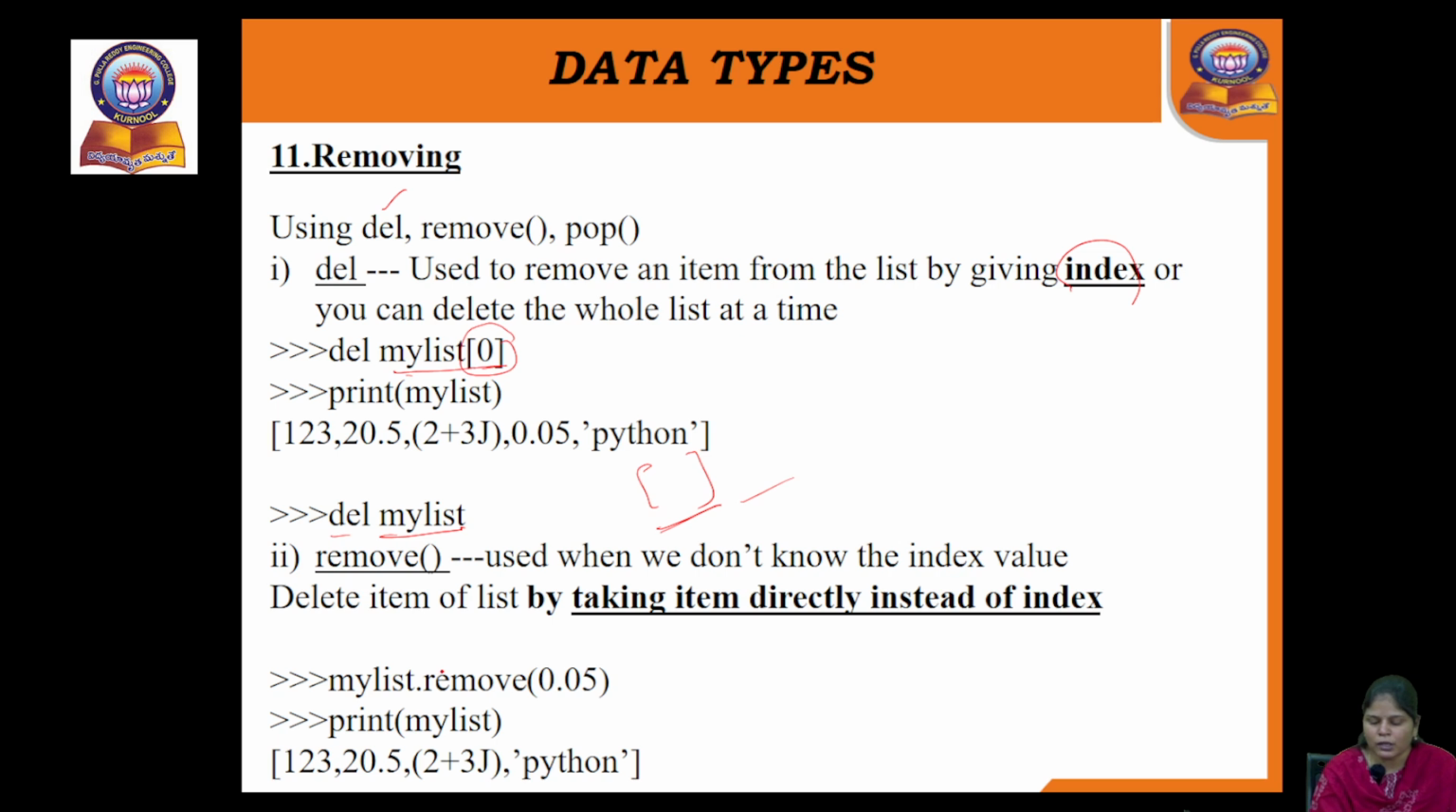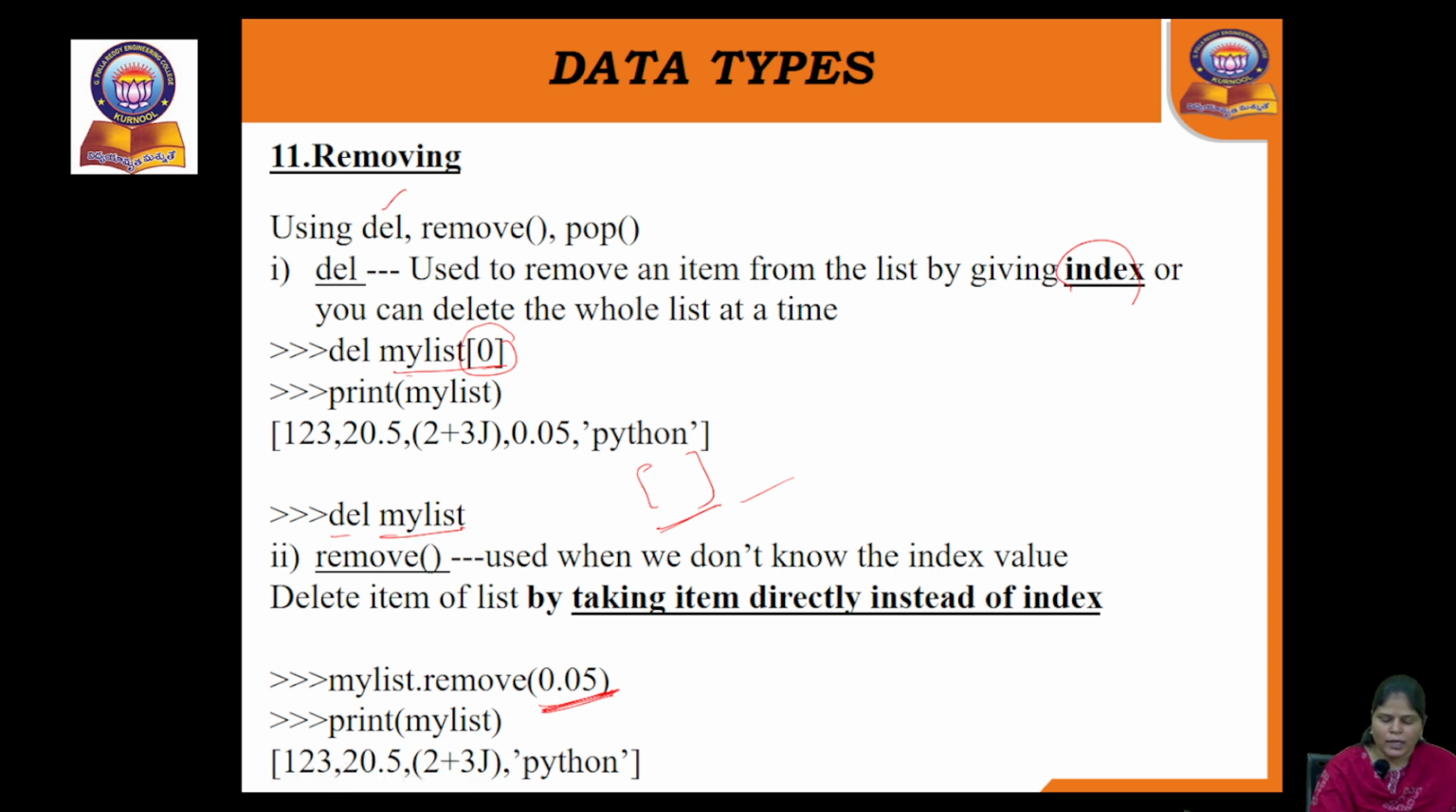And coming to remove, here I don't know the index of a specified item. I just want to remove the item, but I don't know its index. In that case, you can use remove. Here we can directly give the name of whatever item you want to remove. You mention it and it will be removed from the list.